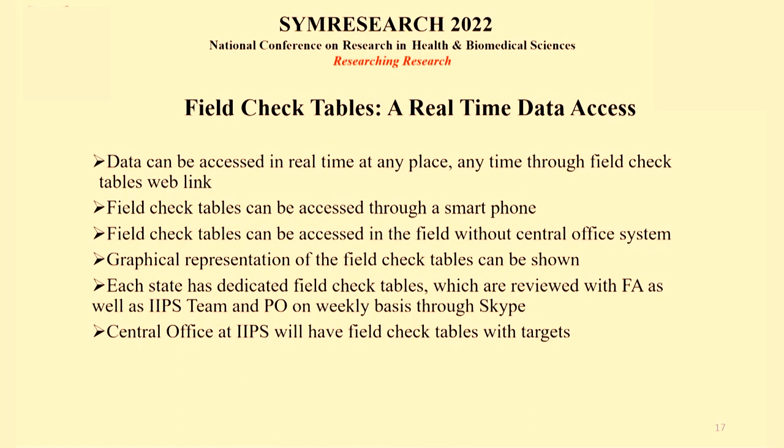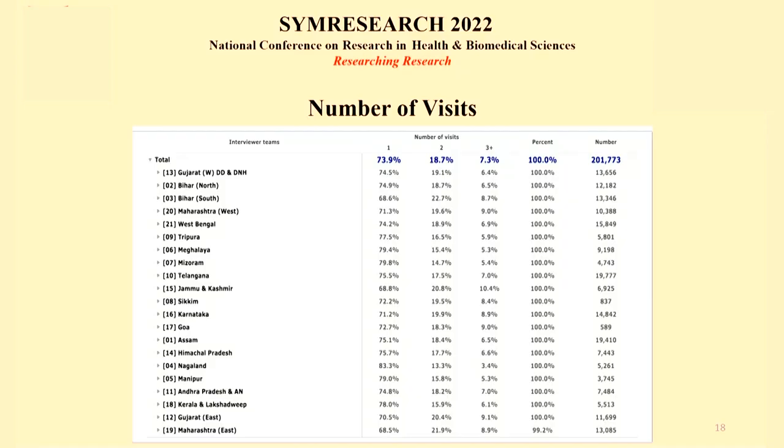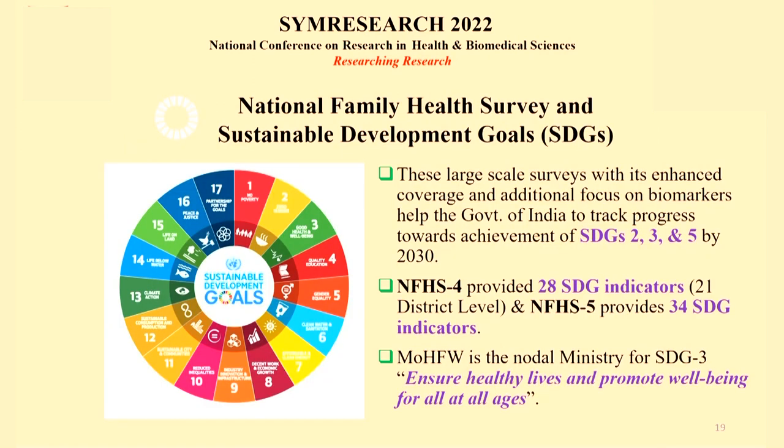And another important issue is the field check tables. Field check tables means what we are doing. Suppose 1,000 teams are working across the country whole day. In the evening when we are looking, around 42 tables we are getting sitting in our office. Those tables are providing us opportunity to look at certain indicators which assess the data quality. That is why we are. This is our process of strengthening health data ecosystem in the country.